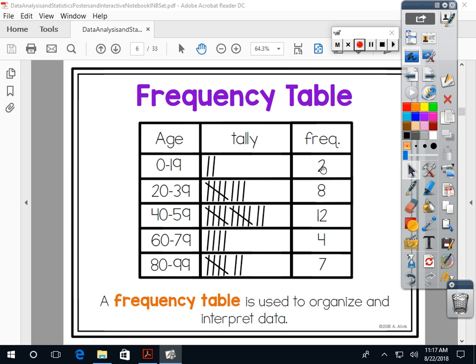Right, like there were 2 people that were surveyed that fell between 0 and 19 years old. 8 people fell between 20 and 39. So the frequency is what you get when you total up all your tally marks.